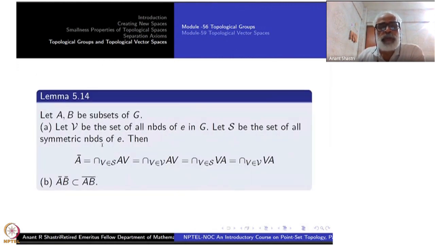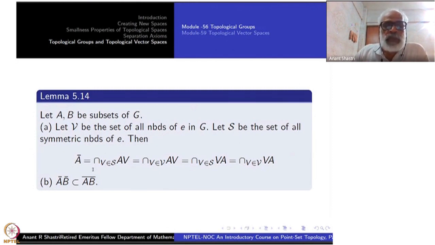Let us see. Now, a little about closures and so on. Let A and B be any subsets of G again. Okay. Let this curly nu be the set of all neighborhoods of A in G. Let curly S be the set of all symmetric neighborhoods of A. This is a smaller family. Okay. This is all neighborhoods. This is only symmetric neighborhoods.